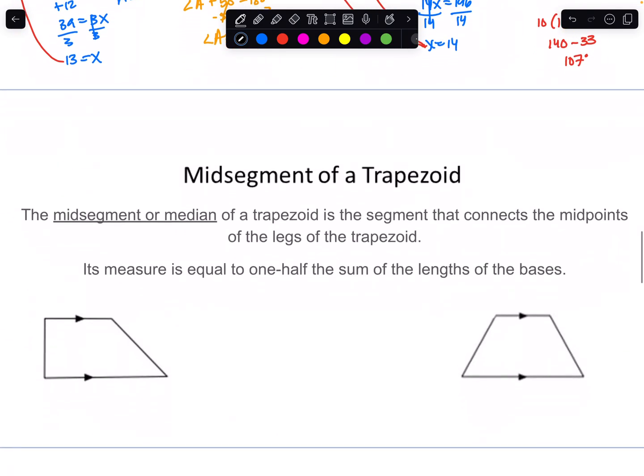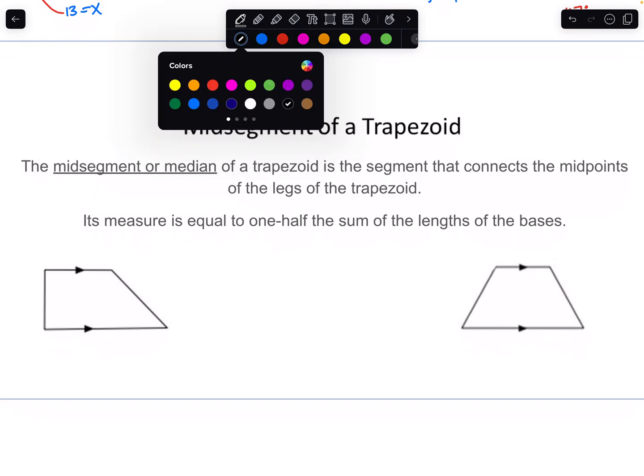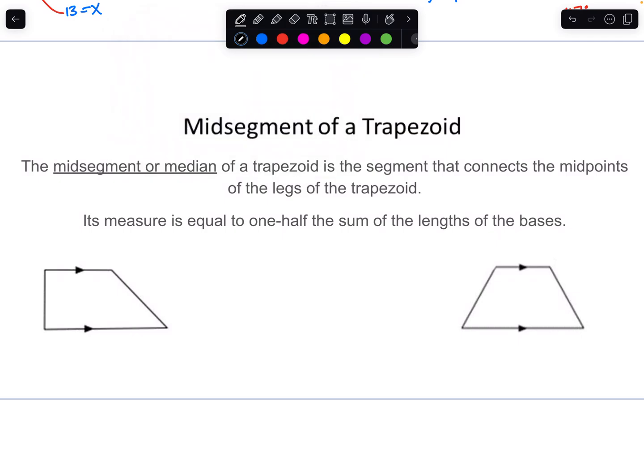Let's talk about the last property of a trapezoid. In this last property, we're going to be talking about the mid-segment of a trapezoid, or the median. When we talk about this, we're going to be describing a new segment. We're going to insert a new segment in here that goes right in the middle of our trapezoid.